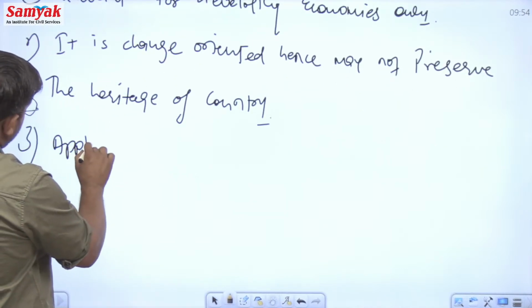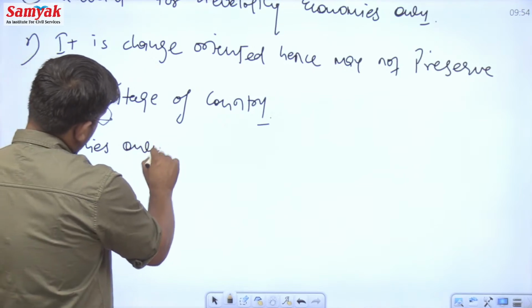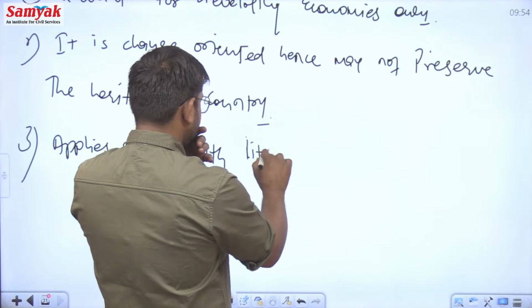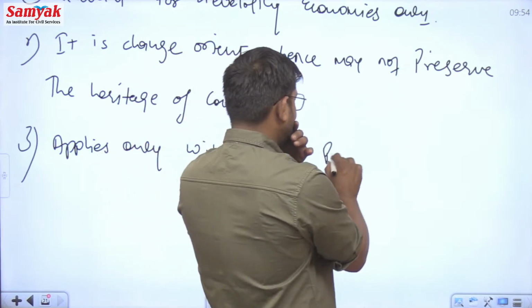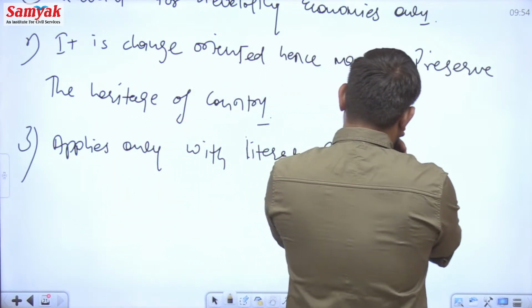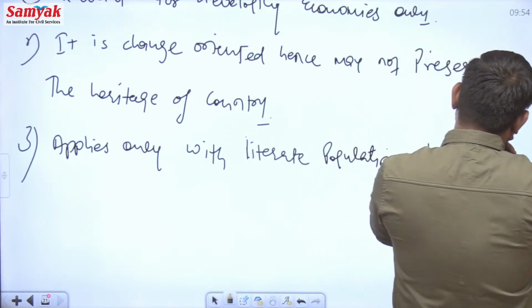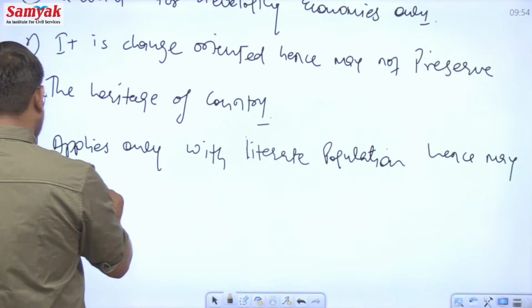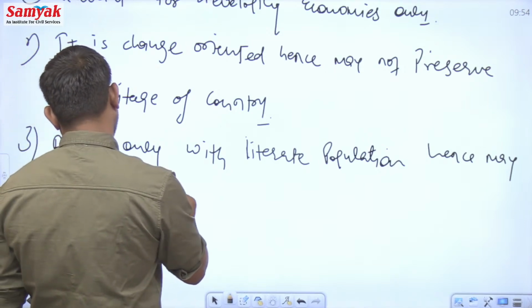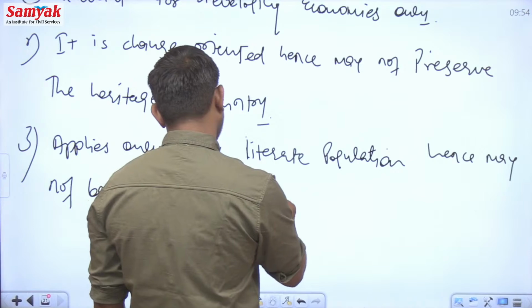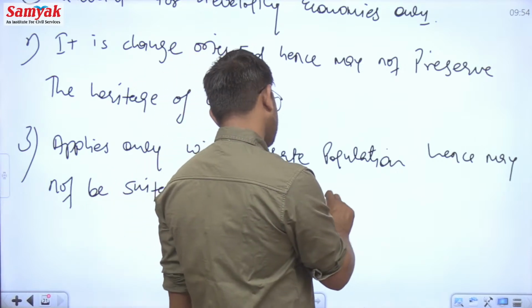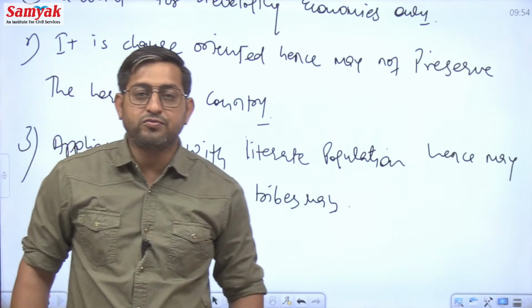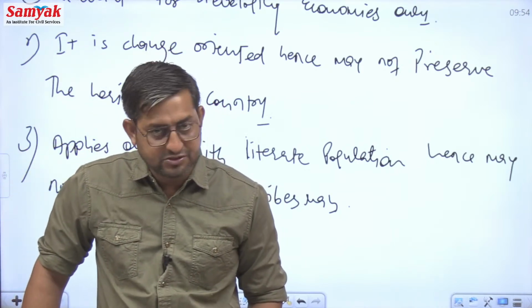Similarly, it applies only with literate population, hence may not be suitable for tribesmen. So these are a few of the problems with development administration.